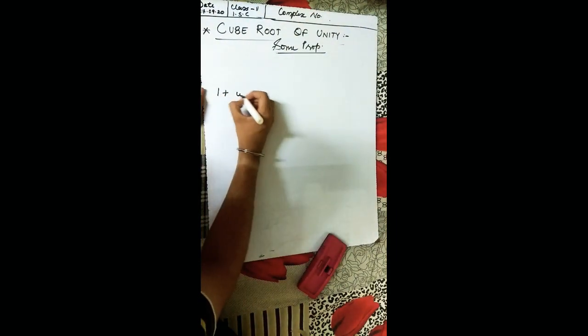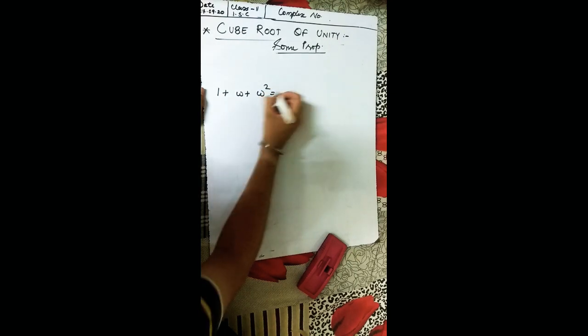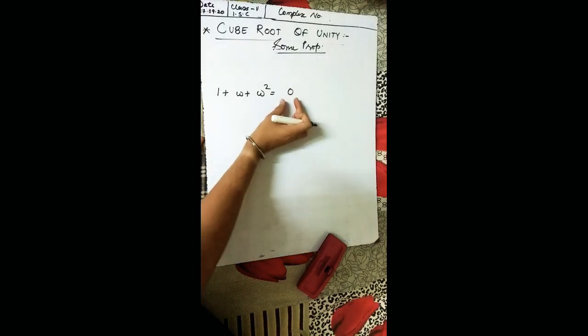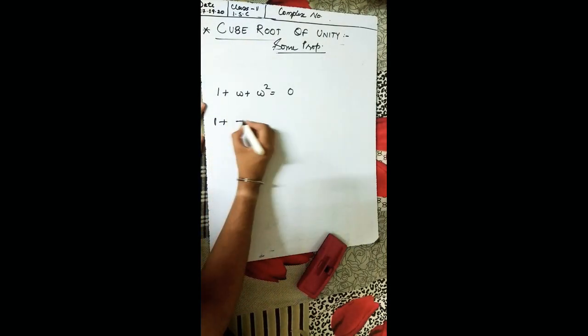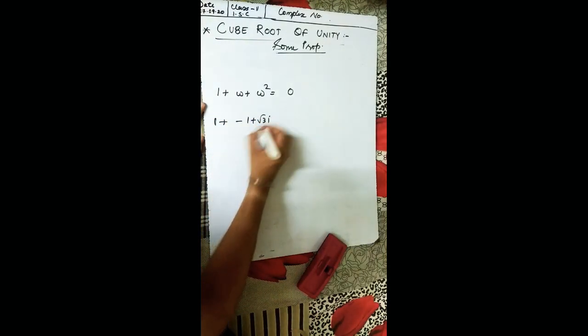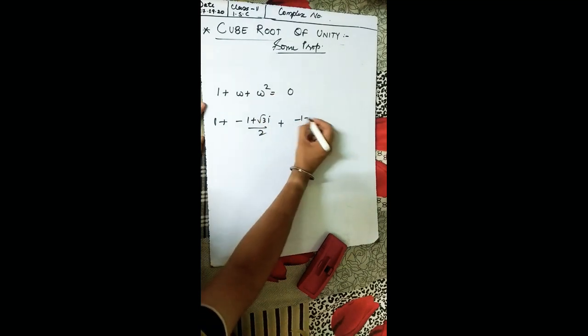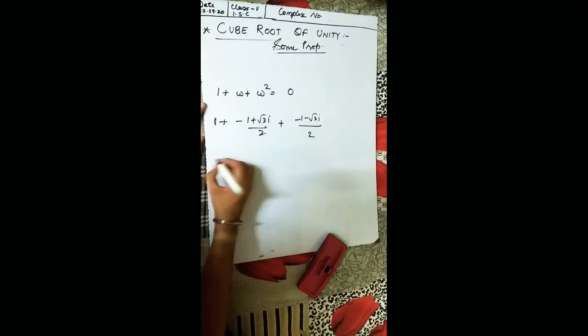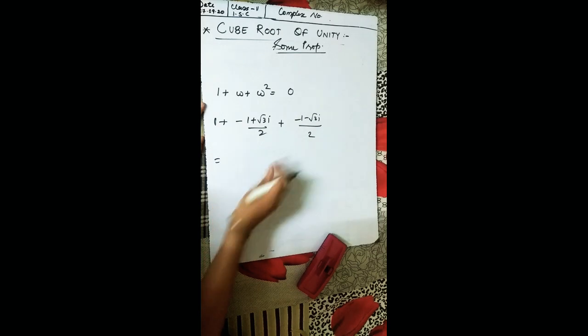1 plus omega plus omega square is equal to 0. Now this is your duty to just prove how this became 0. The sum of the cube roots of unity is 0. You know what is 1, you know what is omega, and you know what is omega square. Solve it.